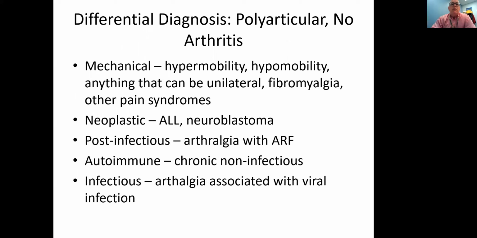Sick versus not sick is important. Hypermobility is going to be a big one in your clinic. We see a lot of patients who are older who have hypomobility. They may have really tight hamstrings or Achilles or other things that predispose them to pain. We talked about any of the things that can be unilateral in terms of osteochondroses, et cetera, can be bilateral. And polyarticular without arthritis is where you get into amplified musculoskeletal pain and fibromyalgia.